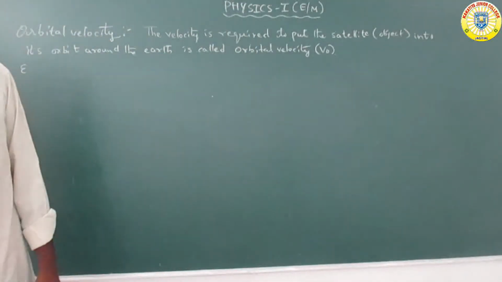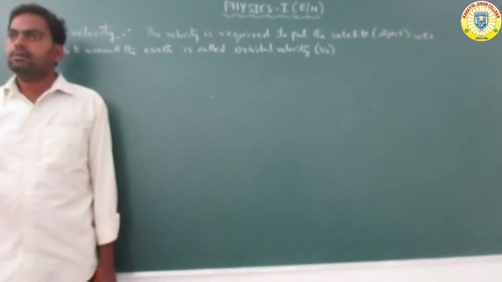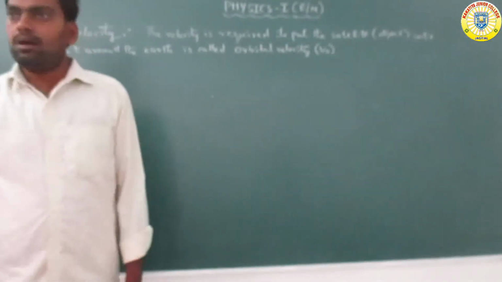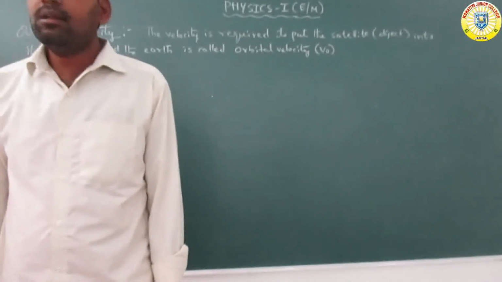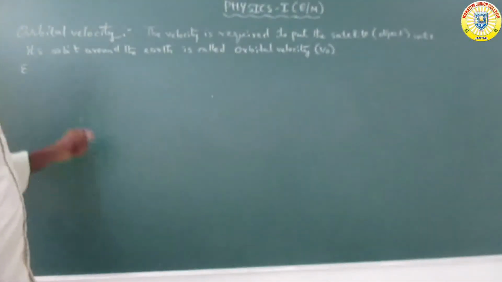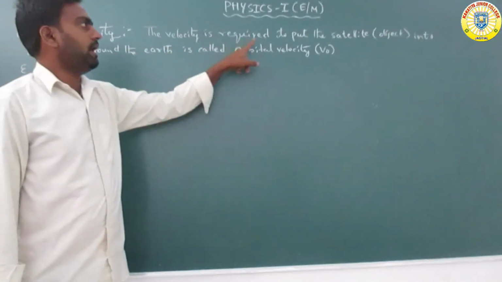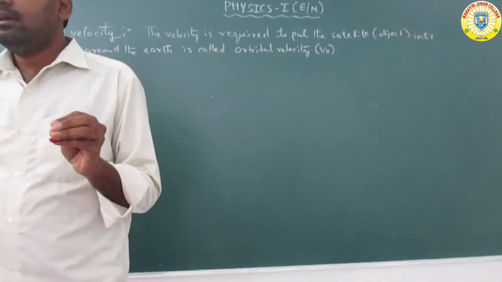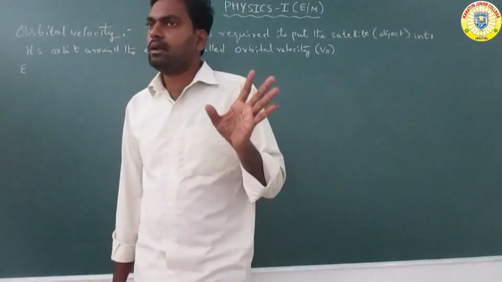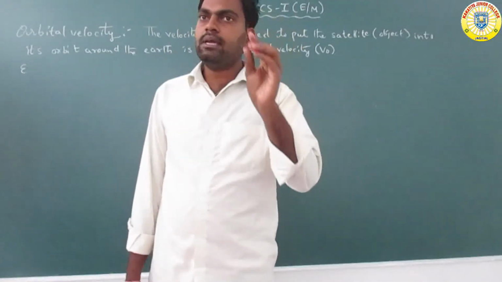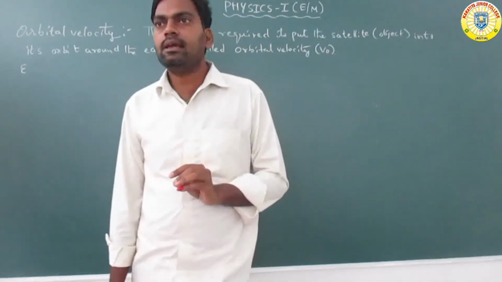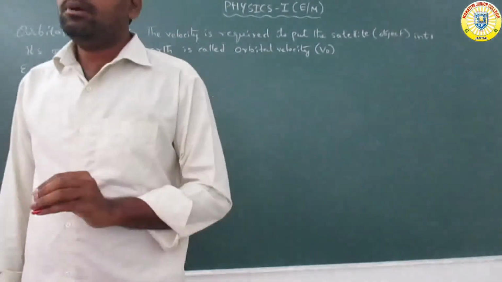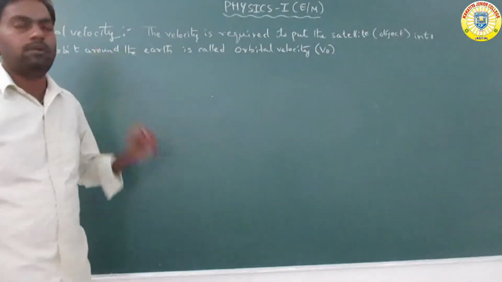Now, today we discuss another topic, called orbital velocity. Orbital velocity means the velocity required to put an object or satellite into orbit, revolving around the planet. That is called orbital velocity.